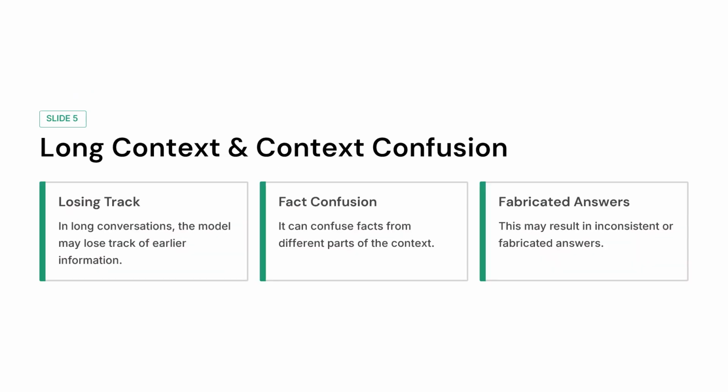And the last reason is that if we continue chatting with our large language model for a long time, then it's not possible for the model to remember all of the context as it becomes large, and it might get confused in the facts and also might lose track of the conversation. This can result in fabricating answers which may be inconsistent or incorrect, leading to hallucination.